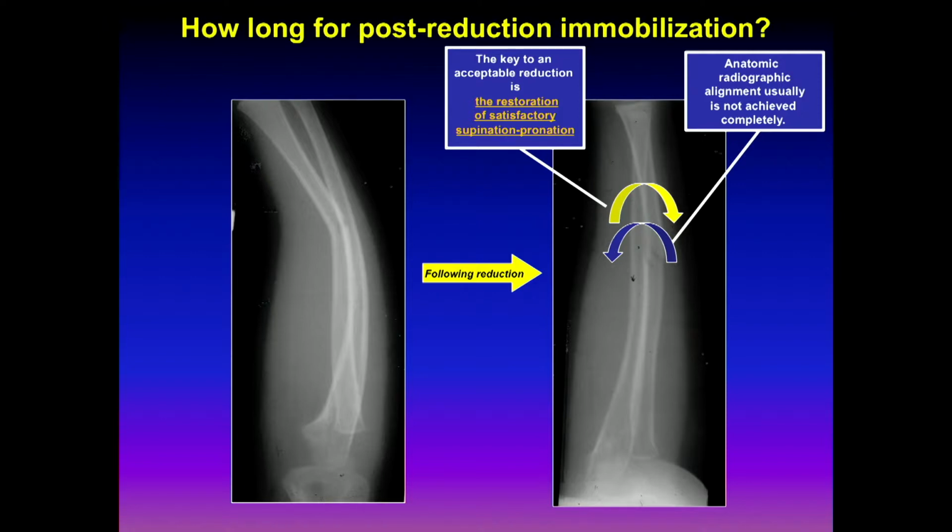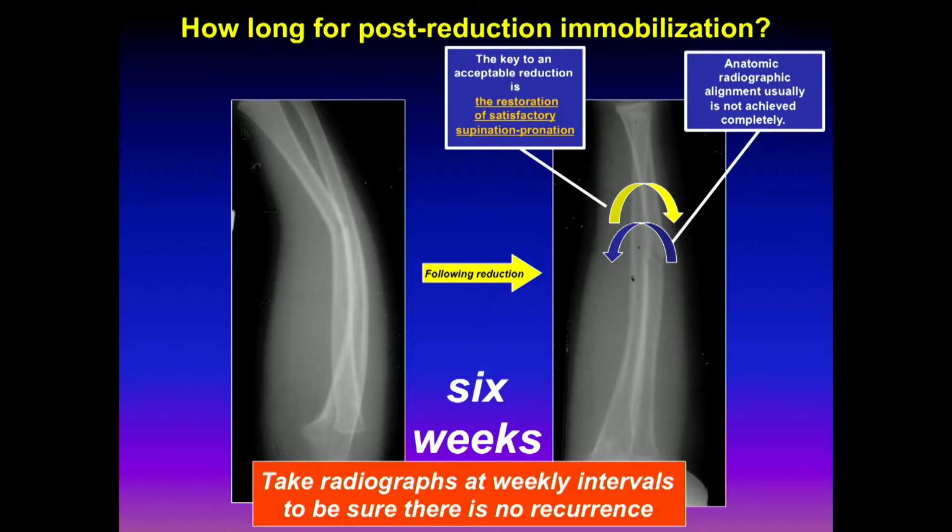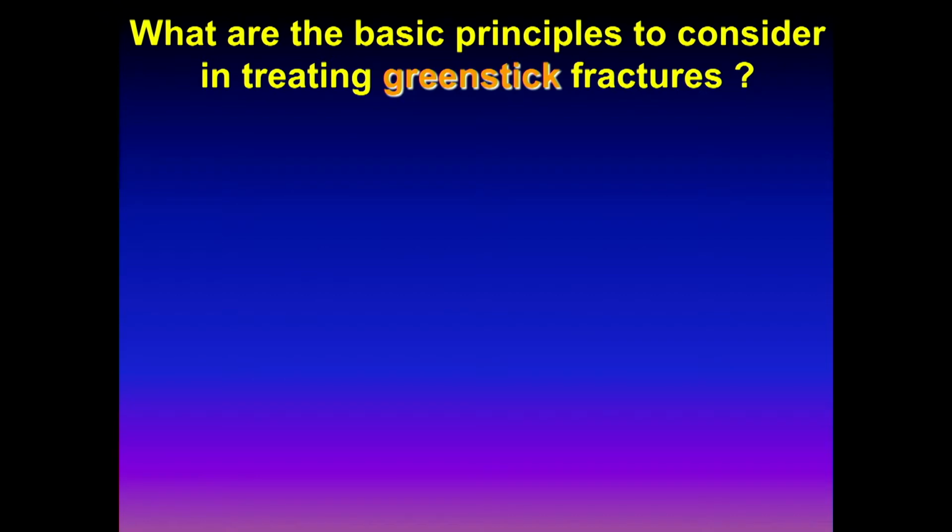So how long do you immobilize them? 6 weeks. Yeah, about 6 weeks, because it's still fractured. And you also need to take radiographs in the first 2 weeks just to make sure there's no recurrence, because it's a little bit difficult to put compressive forces on that. Now, the basic principles to consider in green stick fractures, what do you need to consider there?